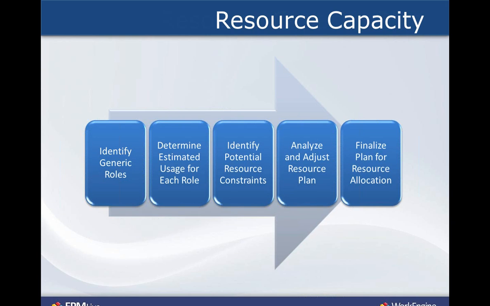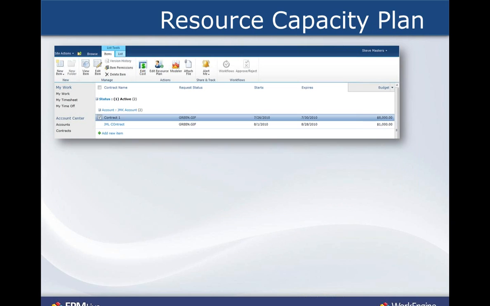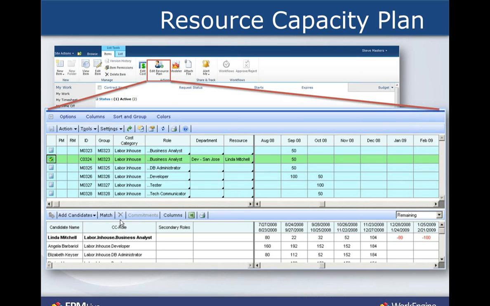So from our perspective in WorkEngine, a resource capacity plan starts in WorkEngine in your SharePoint environment. For those using 2010 SharePoint, you see the familiar ribbon, and we add some additional tools and capabilities that we can launch from within that WorkEngine solution. One of them is Edit Resource Plan. For any portfolio item or work item within the solution, you can actually launch a resource or capacity planning tool that allows you to do just what we were describing.